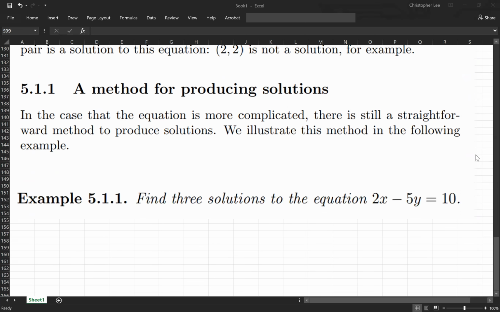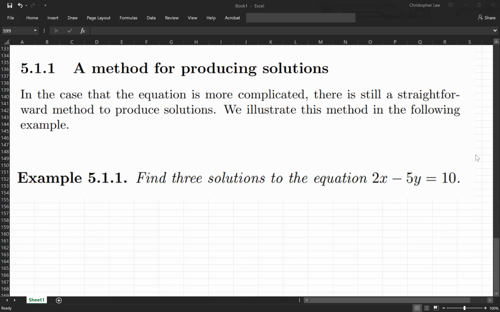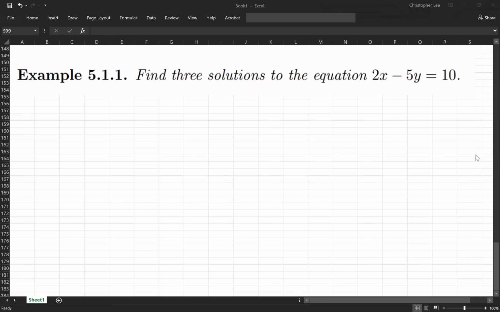This says find 3 solutions to this equation, right? 2x minus 5y equals 10. I'm going to show y'all the easiest way to do this. Pick a variable. I don't care which one you pick. All right, let's pick x. Solve for x, and then just plug in numbers for the other one to get the rest.